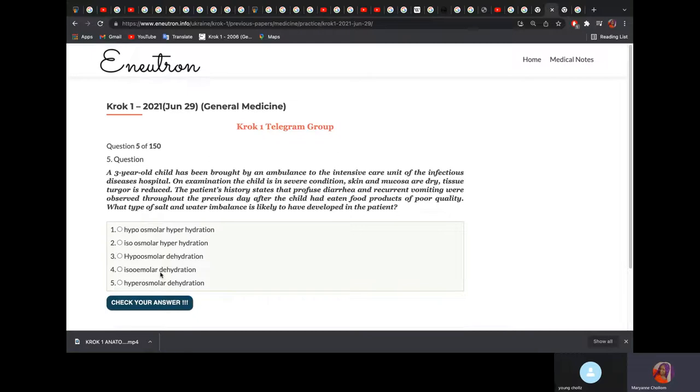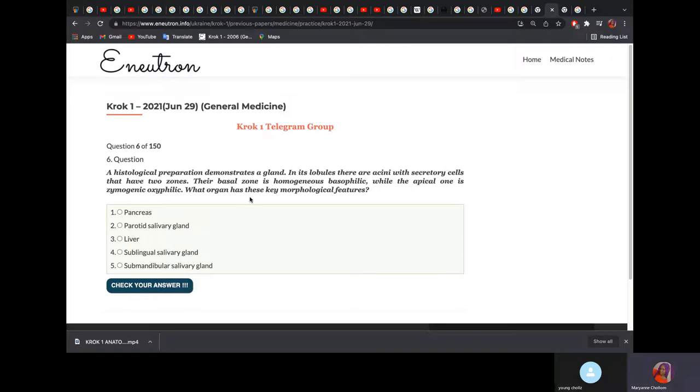Now, because this child has had diarrhea and vomiting for a long period of time, she has lost a lot of solutes. Because of that, her blood will not have solutes, and that will be hypoosmolar dehydration. But if this question was talking about the child losing a lot of water through sweat, it will be hyperosmolar dehydration, because if you lose a lot of water through sweat, there will be a high concentration of solutes in the blood. So that's why it will be hyperosmolar. But in this question, the child lost solutes, so in the blood, it will be hypoosmolar dehydration.